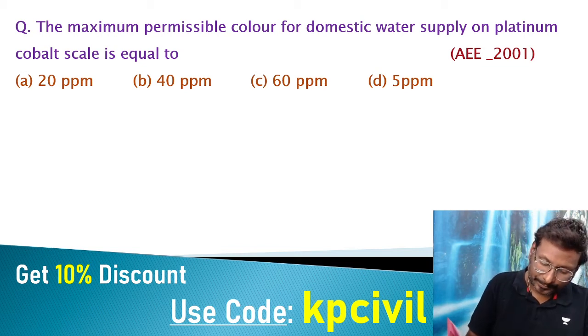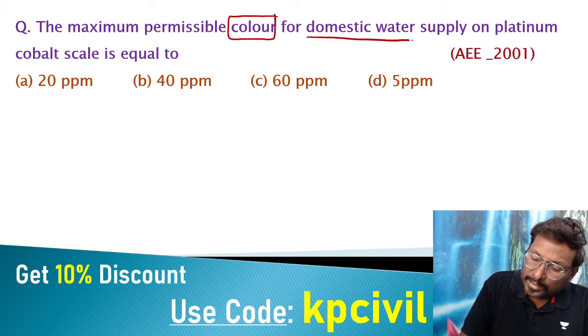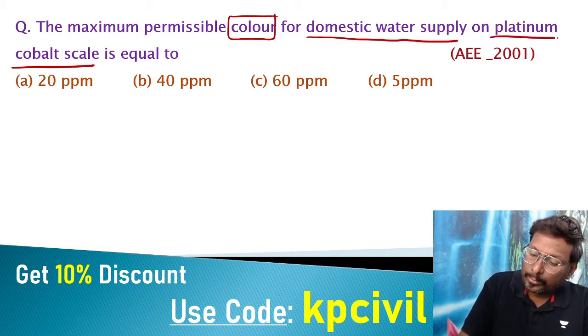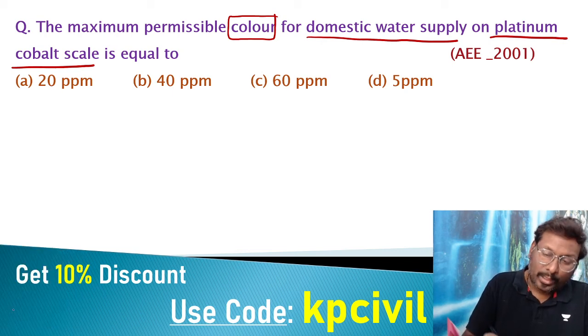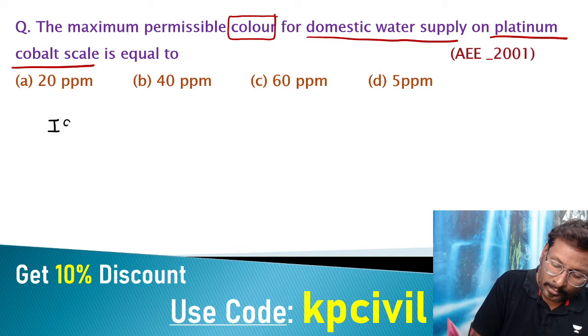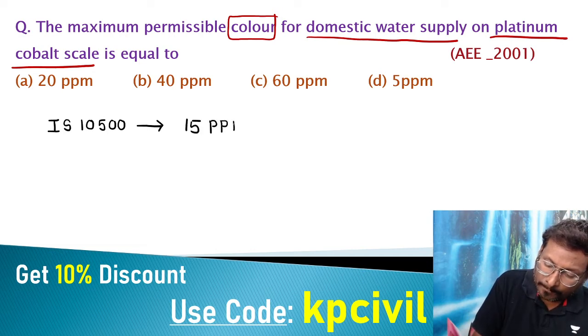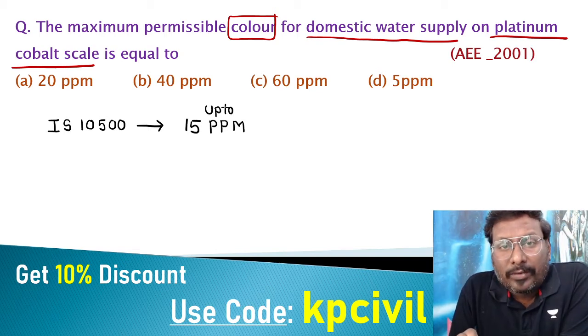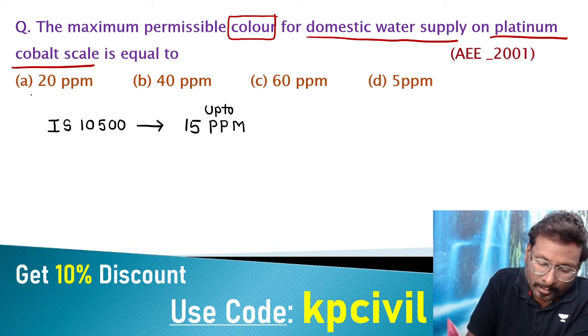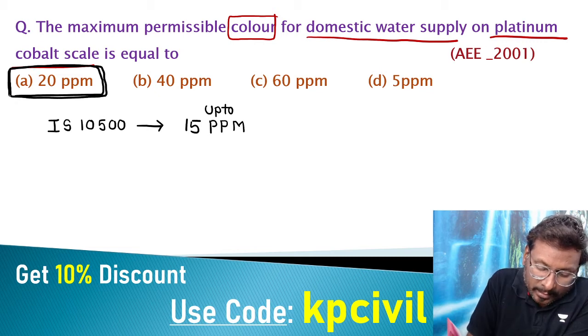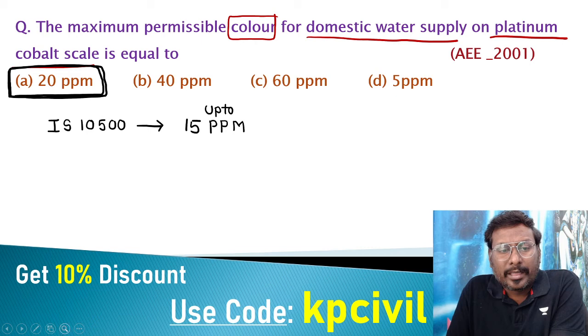Maximum permissible color for domestic water supply on platinum cobalt scale. Please do understand this. As per IS 10500, permissible limit in absence of alternate source for color is up to 15 ppm. That is maximum. So what is the nearby answer? As 15 ppm is not there, for the nearby answer we go for 20.